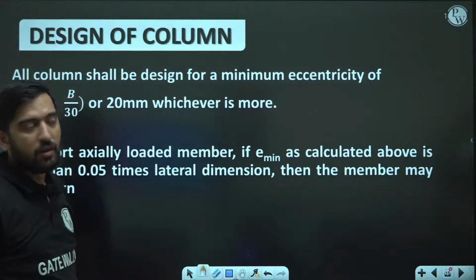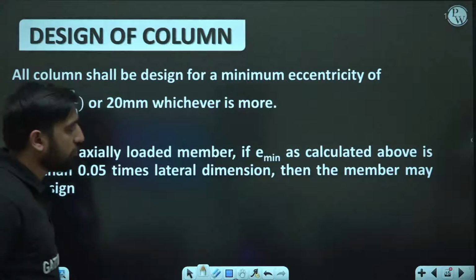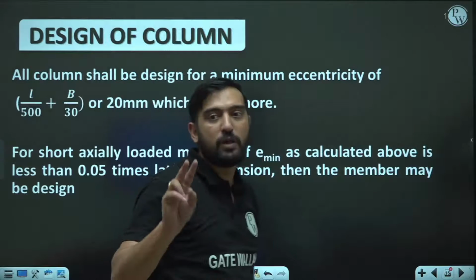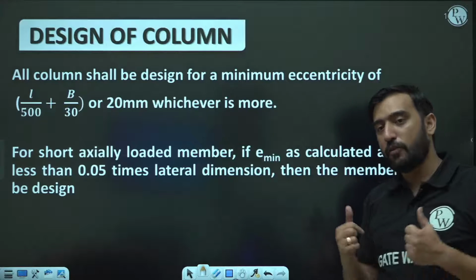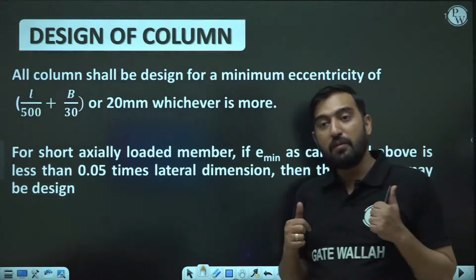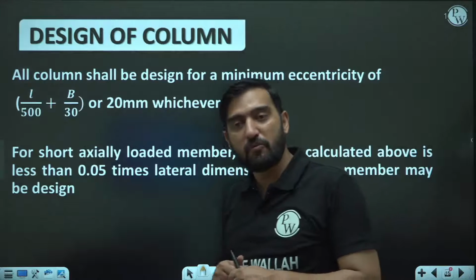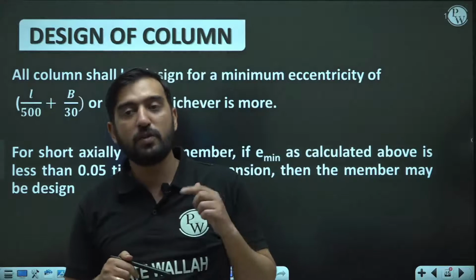Okay. So whenever it comes to the design of column, we have to make sure of two things. If it is a case of axial loaded short column, first, eccentricity must not exceed the minimum one. Second, it must be a short column.